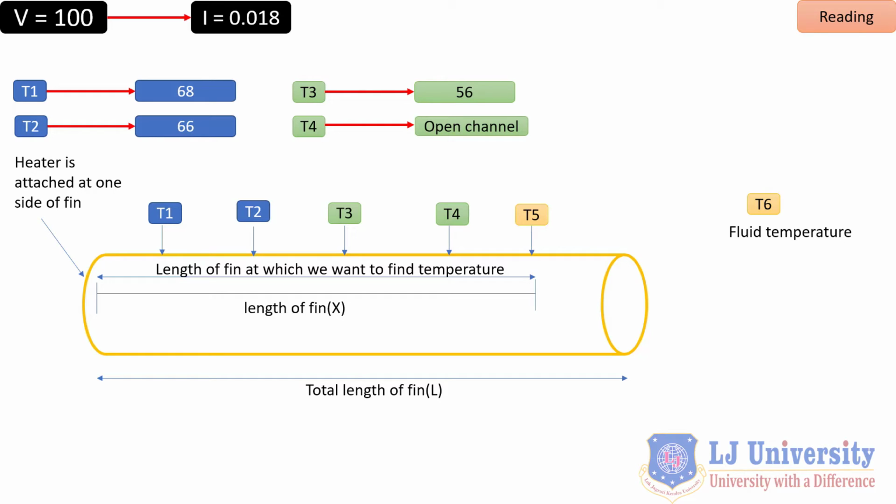That wire is open, so it does not show a real temperature; the temperature shown is just the ambient temperature. So we are not going to consider channel T4, and that's why I have written open channel over here. Then T5 is 61 degrees Celsius, and T6, the fluid or ambient temperature, is 35 degrees Celsius. These are all the readings we recorded after steady state.